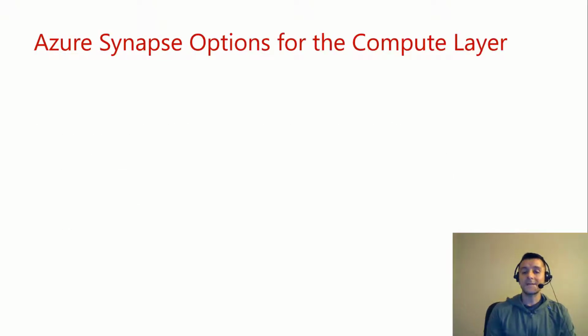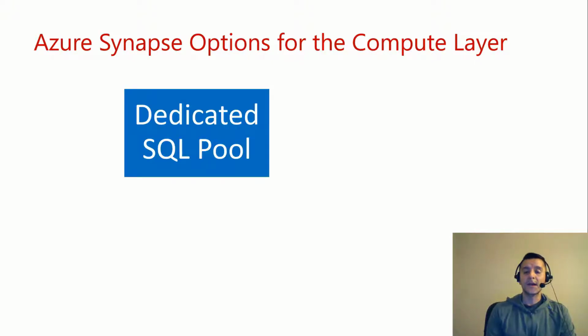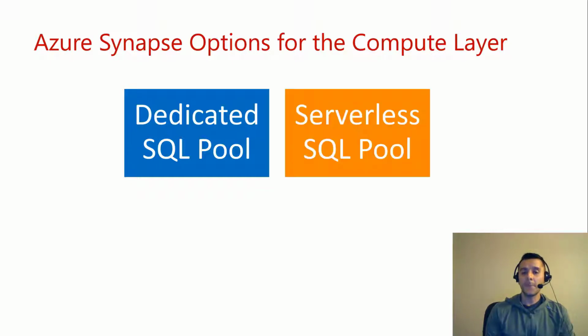Now, Synapse itself has multiple options for the compute layer, meaning the compute engine that you're going to use to read and analyze that data. You can have the dedicated SQL pool. This is what used to be known as Azure SQL Data Warehouse and is the full-blown MPP engine. Then we also have the serverless SQL pool, also known as the on-demand pool.